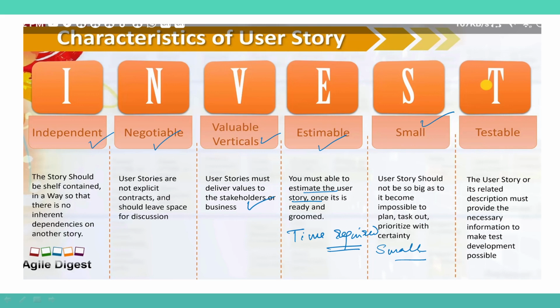Then testable. That is what we call verifiable. The user story related description must provide the necessary information to make test development possible. That is, you should have acceptance criteria. So to understand easily, we call it INVEST. That is independent, negotiable, valuable verticals, estimable, small, and testable. So these are the major characteristics of your user story.